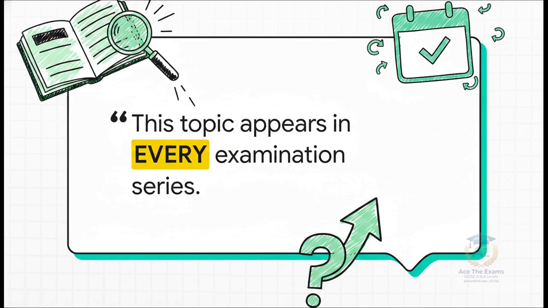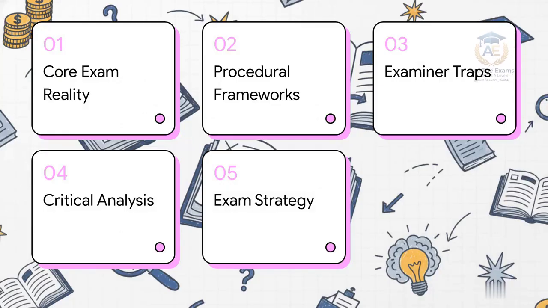So today, we are going to look through the examiner's lens. We're going to analyze exactly where thousands of candidates globally lose precious marks year after year, and more importantly, exactly how you can avoid those exact pitfalls. Here is our examiner's playbook for today. First, the core exam reality. Second, procedural frameworks. Third, examiner traps. Fourth, critical analysis. And fifth, our exam strategy blueprint.